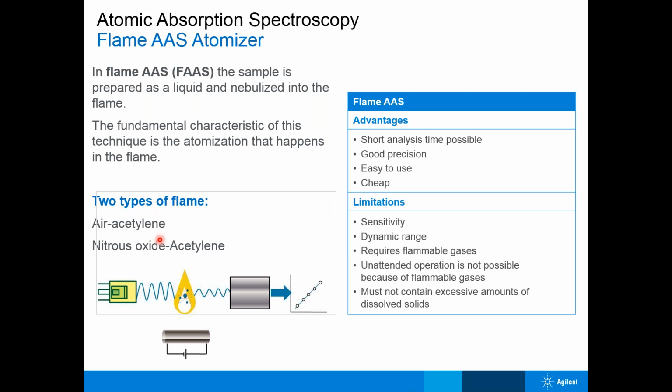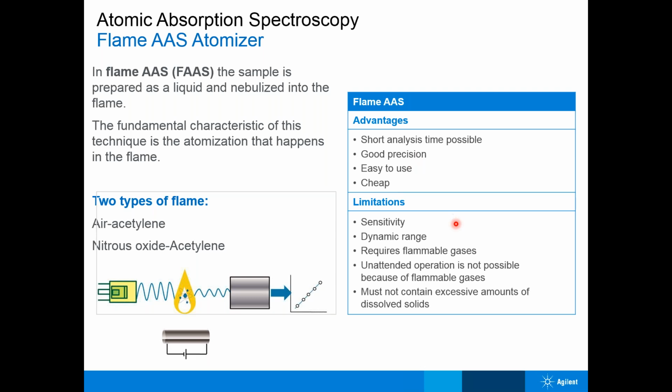AAS also has a limitation in terms of the linear dynamic range. It has a 3-order dynamic range. It means if you are looking from the lower ppm level to the higher percentage level, 6 or 7 orders, you cannot do that using AAS. You can do only up to 3 orders of magnitude. This is the advantage of flame AAS, and these are the limitations.